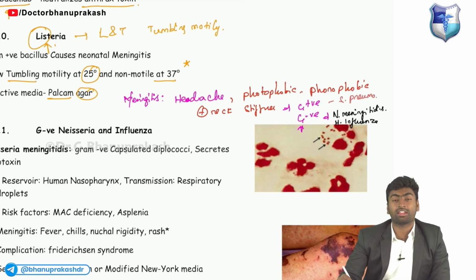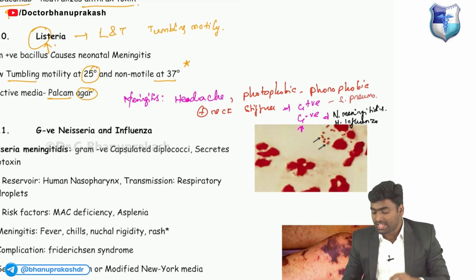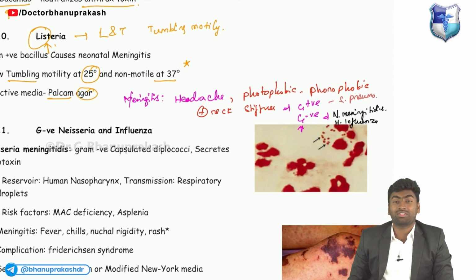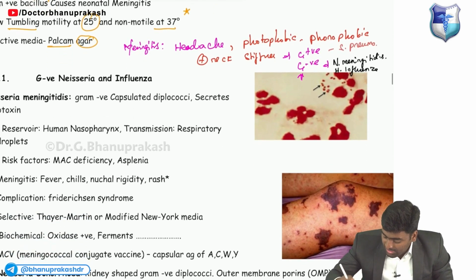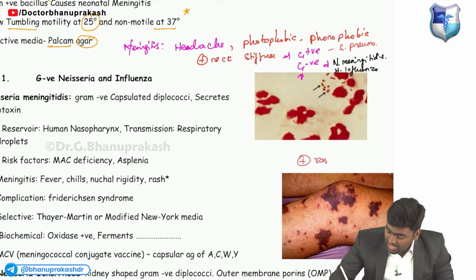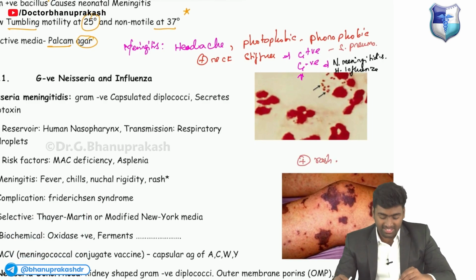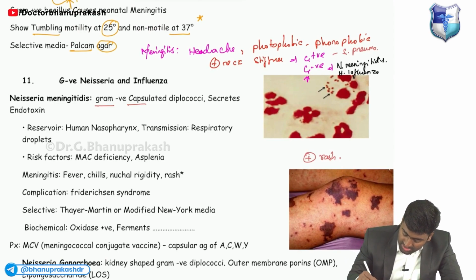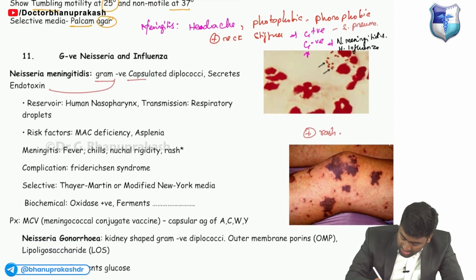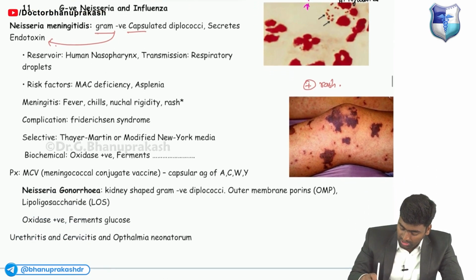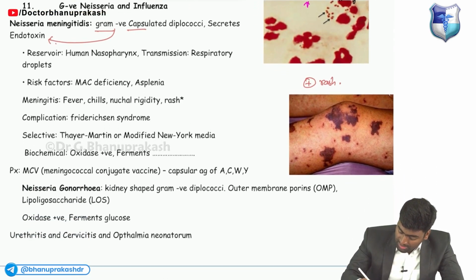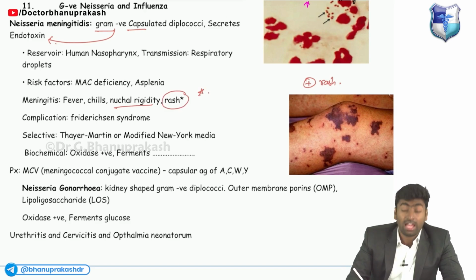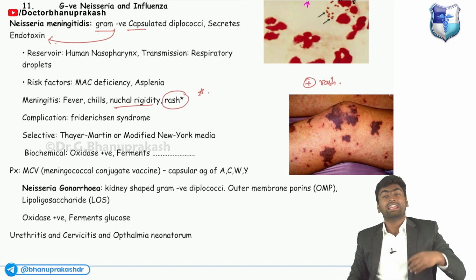So if the history is given of meningitis, along with gram-negative bacilli and the presence of rash, this rash will be present in a case of Neisseria meningitidis. Okay, it is a gram-negative capsulated organism, and because it is gram-negative, it secretes endotoxin. It presents with nuchal rigidity and the typical feature of rash, and it will cause one complication in the adrenal gland.